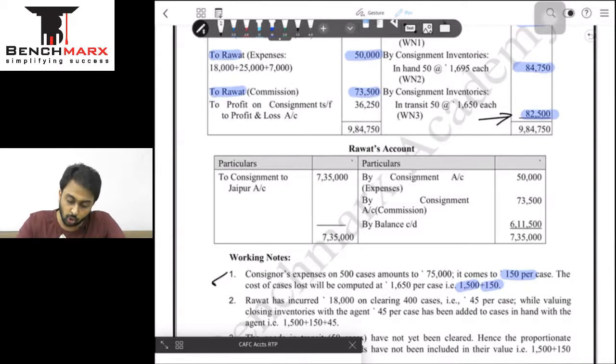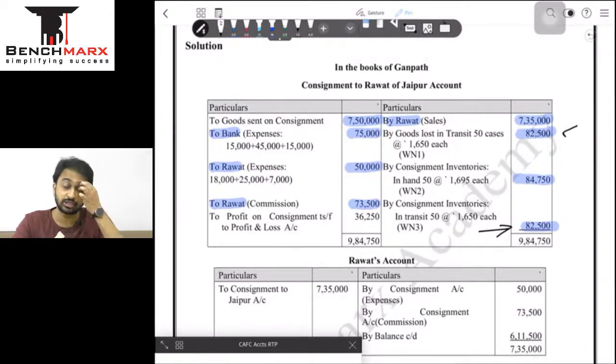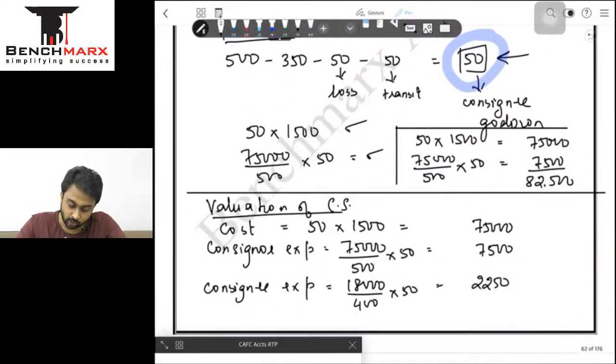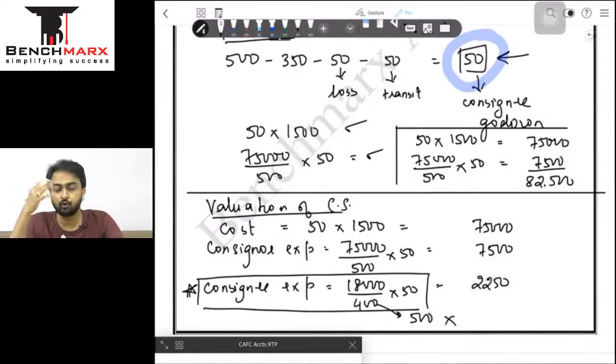So we have done all the stock valuation. We have done the valuation of goods lost in transit, abnormal loss. We have done the valuation of the goods which are lying in the godown of the consignee, and we have done the valuation of the goods which are in transit. Important in this entire question was this: you normally tend to take this amount as 500, but this is wrong because the consignee only took the physical delivery of only 400 goods.